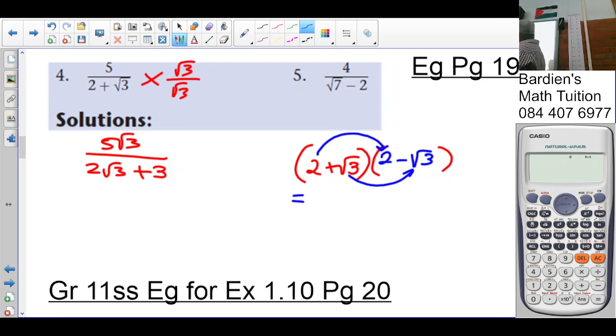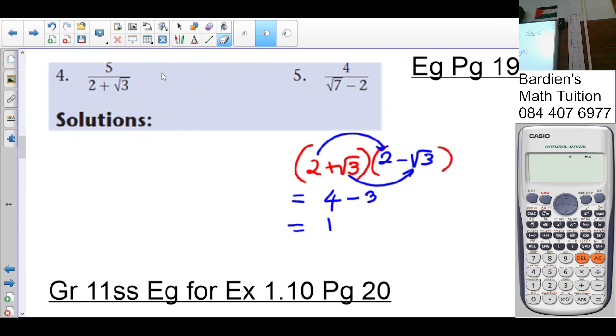So what's 2 times 2? 4. What's positive times negative? Negative. Root 3 times root 3? 3. Rational. So which means to say, let's put that into play.